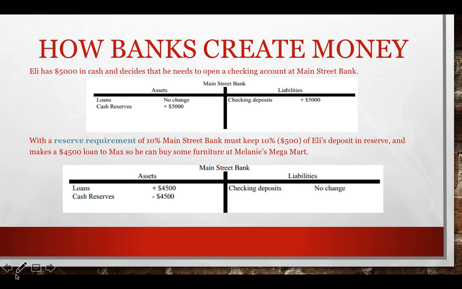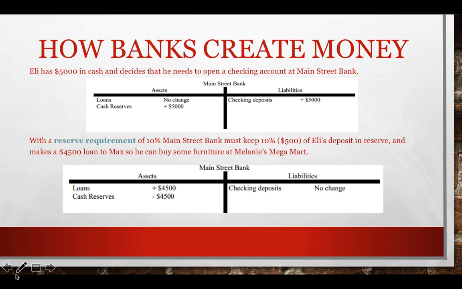So we have someone named Eli, and he has $5,000 worth of cash in his pocket, and he wants to go open a checking account. So he goes over to Main Street Bank and puts $5,000 in the bank. Now that bank has $5,000 worth of liabilities, because that's not their money. They have to give it to Eli whenever he wants it. And they have $5,000 in cash reserves. They can do whatever they want with that money, okay?